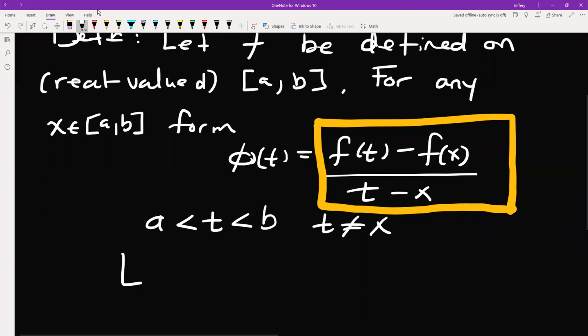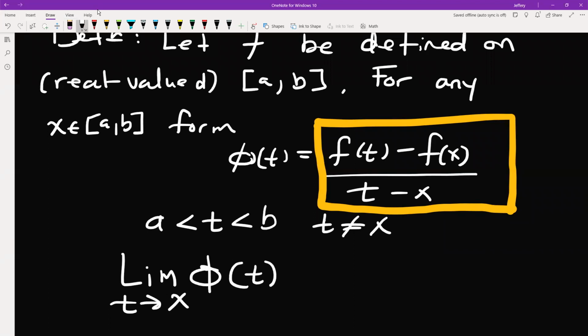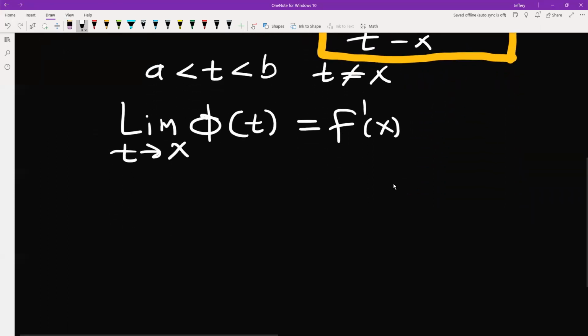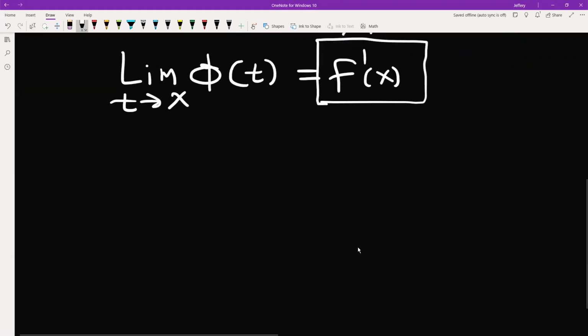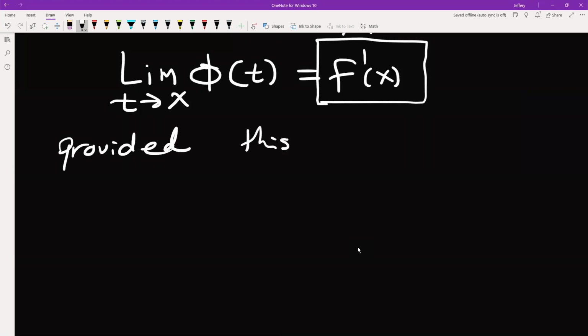Now, because I already told you the secret, we're going to take the limit as t goes to x of phi of t, and we're going to call that f prime of x. We're letting t go to x, and then of course this difference quotient becomes the slope of the tangent line at x. In other words, f prime of x. Now this only works, of course, provided that this limit exists.